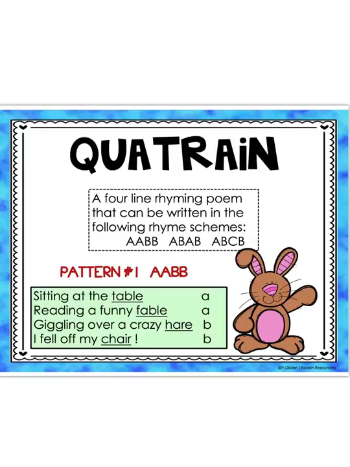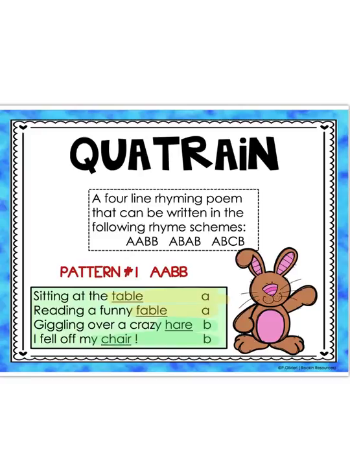So here's an example of the first pattern, which is AABB. Sitting at the table, reading a funny fable, giggling over a crazy hair, I fell off my chair. As you can see, what these letters mean are that the last word on the first line rhymes with the last word on the second line. The last word on the third line rhymes with the last word on the fourth line.